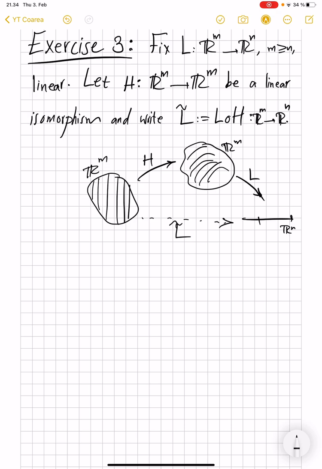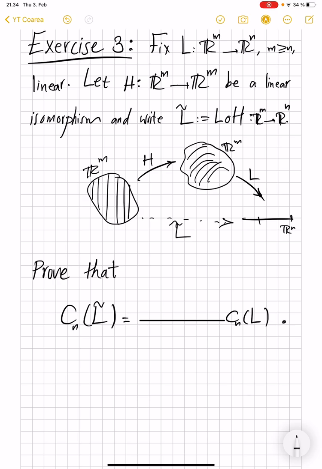So under these assumptions, the claim is that the Coarea factor of this transformed function is related to the Coarea factor of the original one by this formula. So you take the determinant of h, that is very much expected, h dilates or shrinks volumes, obviously, but similar to previous exercises, the part of h which has to do with the kernel should not be counted in. So you take away the absolute value of the determinant of h restricted to this particular subspace.